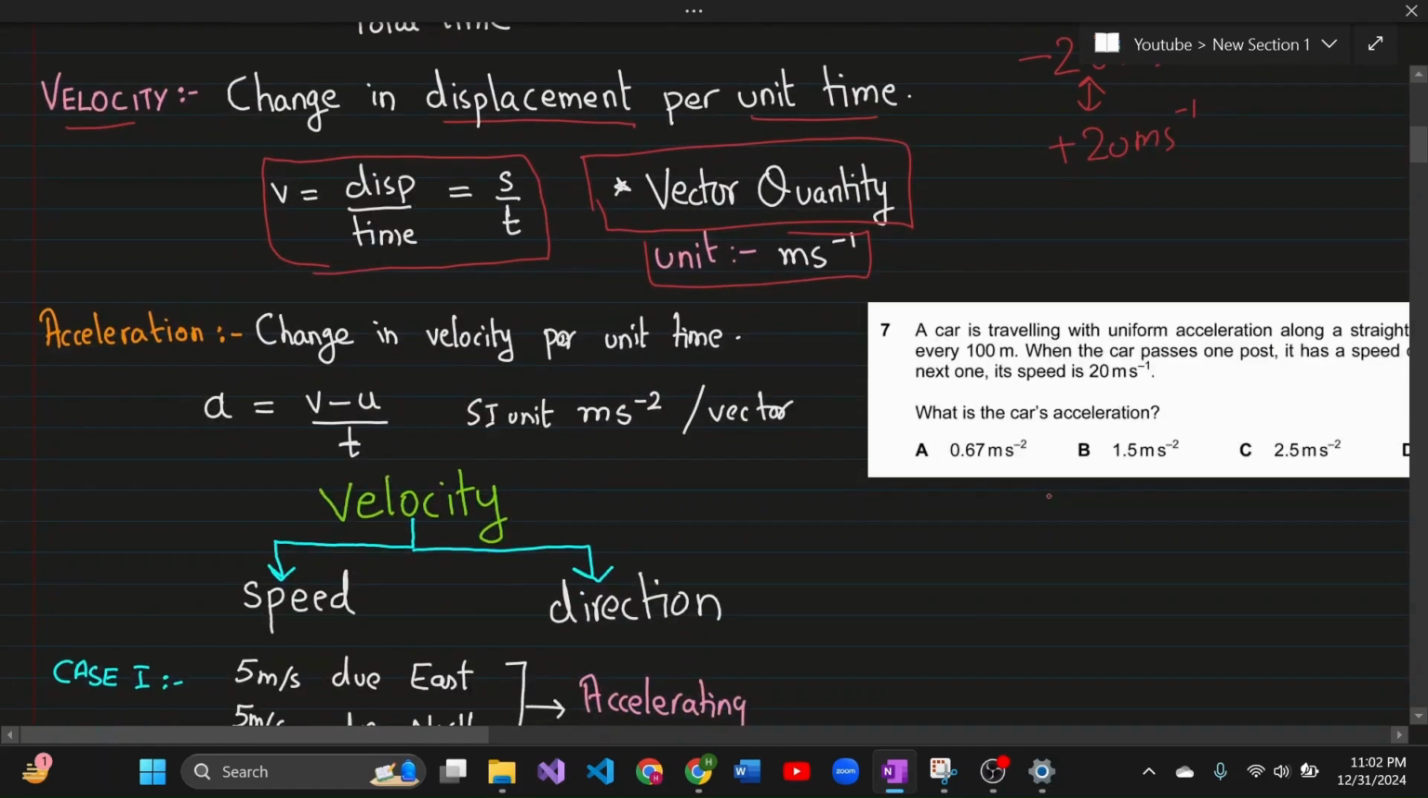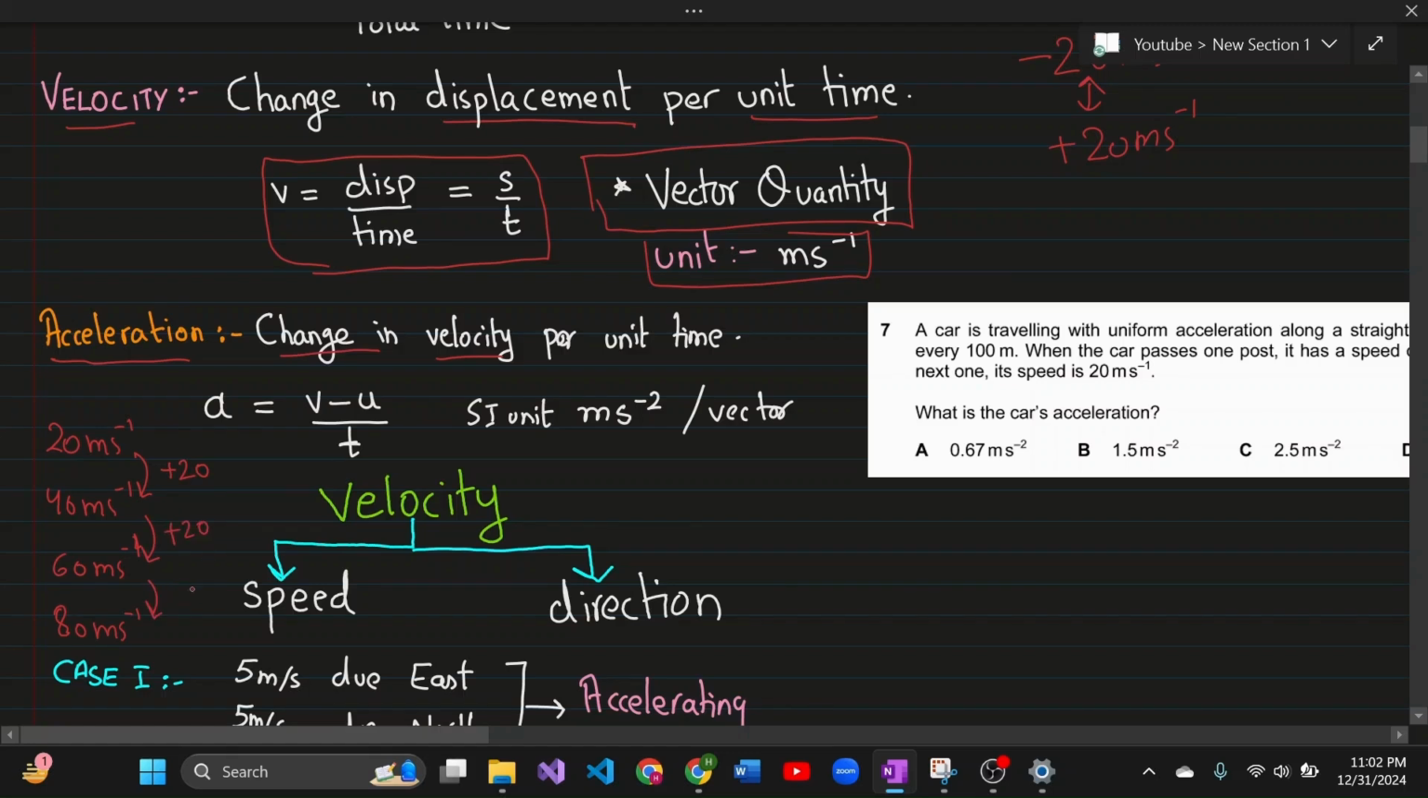Then we all know what is acceleration. Acceleration is the change in velocity per unit time, like how much velocity is being changed. If it's like 20 m/s, then 40, then 60, then 80, we can see the velocity is increasing at a rate of plus 20.